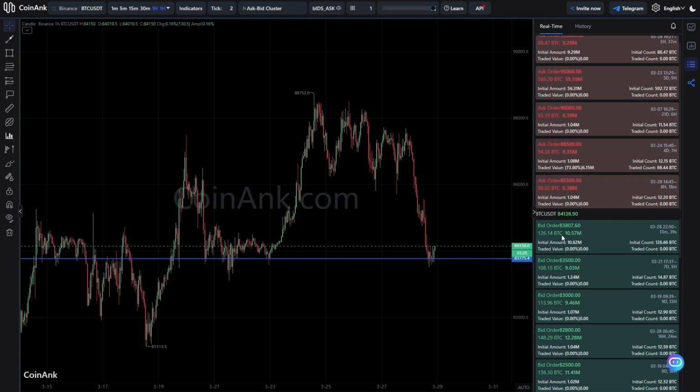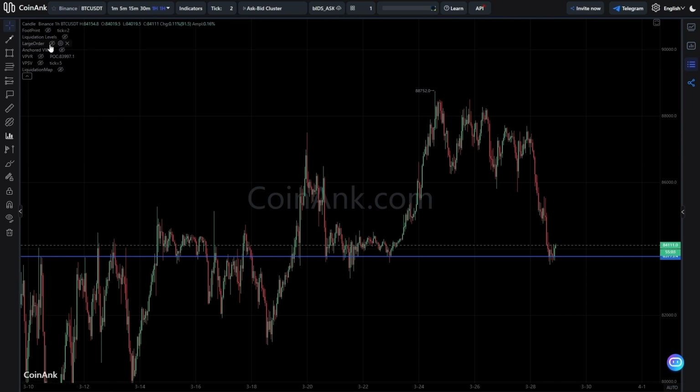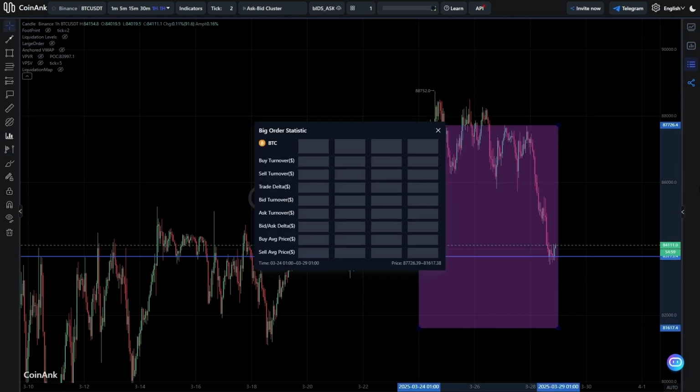But we discussed this in the live sessions on Friday. So if there are any more questions about this, please feel free to ask and we can have a further discussion on this during the live sessions. So that's pretty much everything that I use currently on CoinAnk. Again, most important for me are the large order ones and the deltas we have right here.